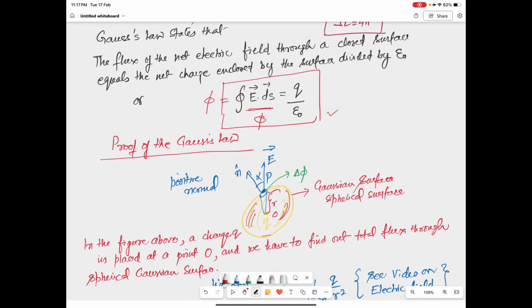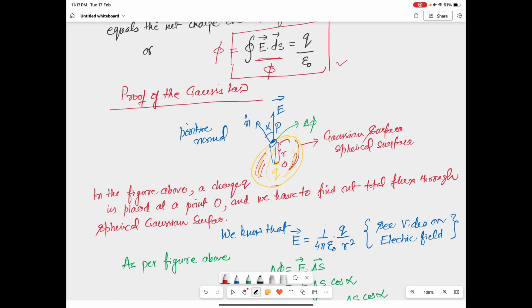So what is the proof of Gauss's law? We have a spherical surface. There is a point O at which a charge Q is placed, which I have shown in yellow, and there is a point P. This yellow surface is a Gaussian spherical surface. In this figure, a charge Q is placed at the center O, and we have to find the total flux through the spherical Gaussian surface. So how do we find it?